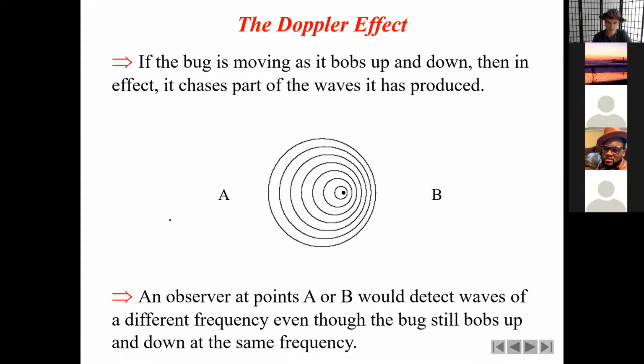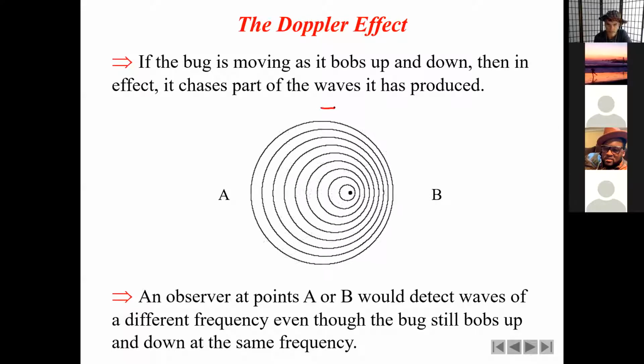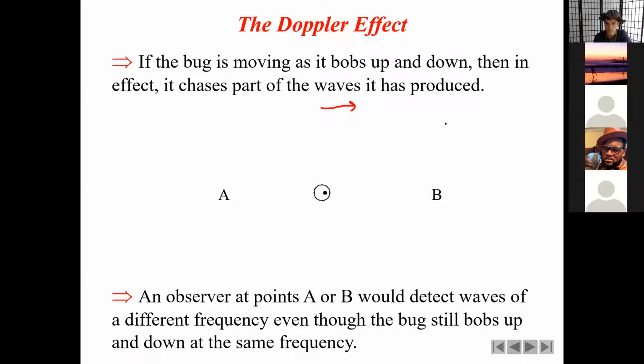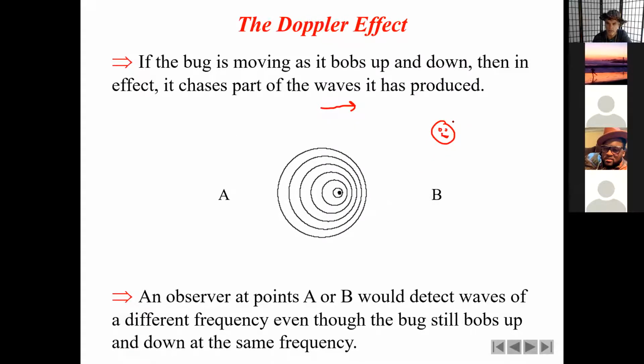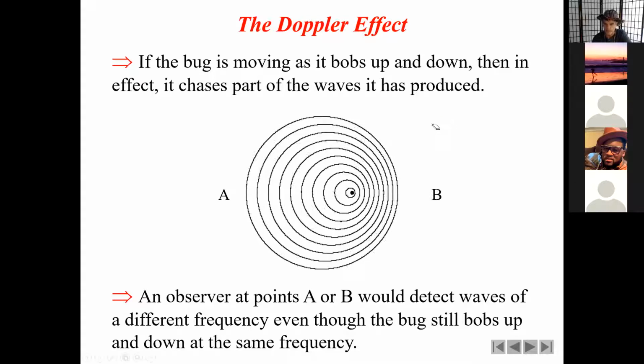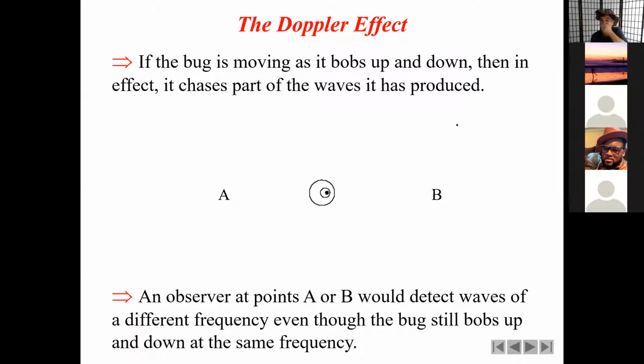So let's say the bug in this case is moving to the right, and they're moving towards observer B. And moving, he's not unhappy. Let me do that again. He's taking physics. He's so stoked. Oh.